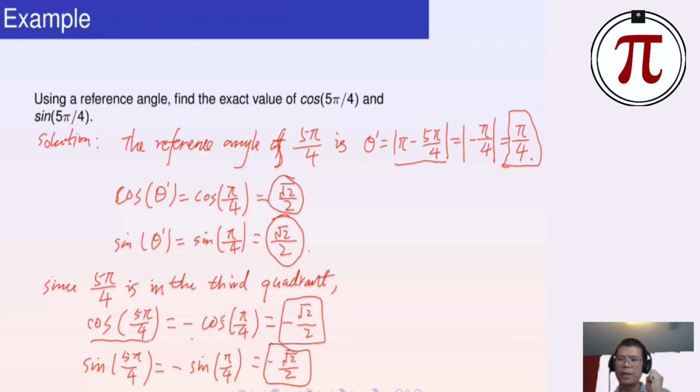Sine is also negative, right? Sine is also negative in the third quadrant. Right? In the third quadrant, the y value is also negative, so sine of 5 pi over 4 is negative sine of pi over 4, which equals negative square root of 2 over 2.